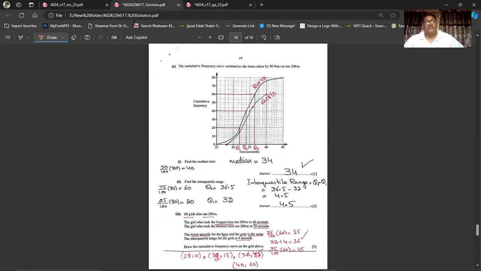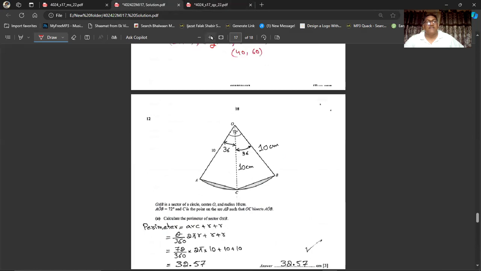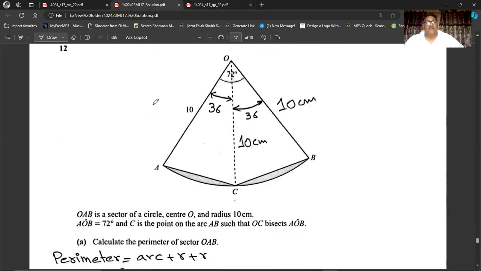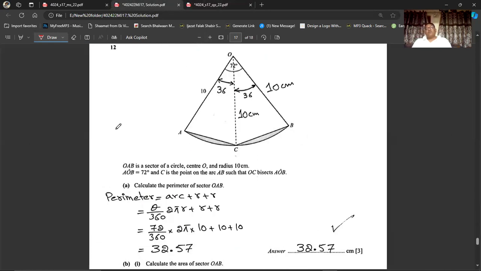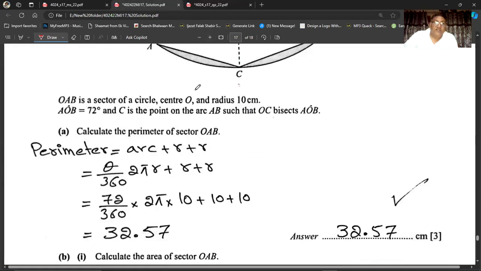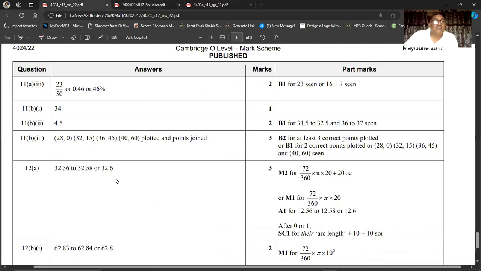The perimeter of the sector is very simple. It is the arc of the sector plus the radius plus the radius. The arc of the sector is theta by 360 times 2 pi r. The radius here is 10 and the theta here is 72. So 72 divided by 360 multiplied by 2 pi multiplied by 10, plus 10 plus 10. So that will be 32.57. 32.57 is the right answer, sir.